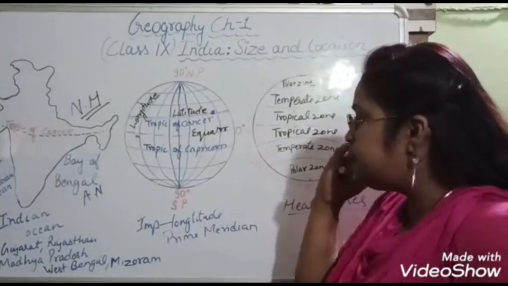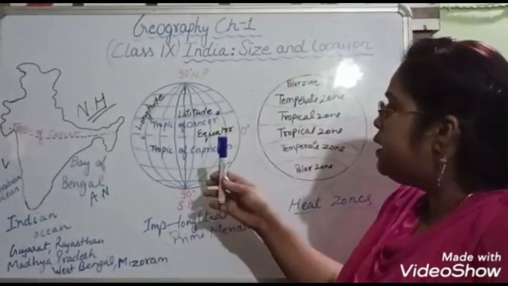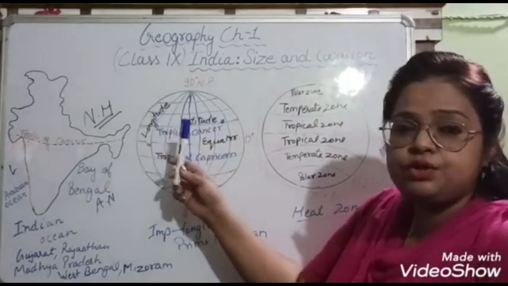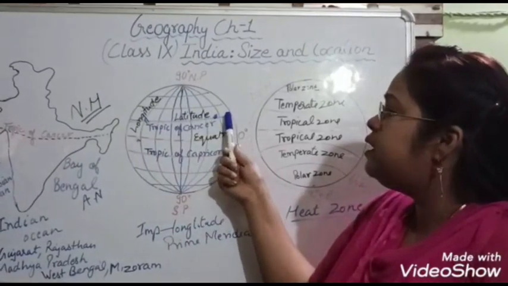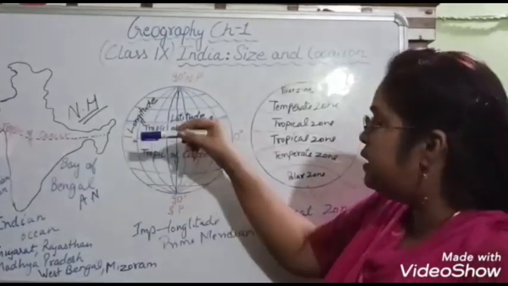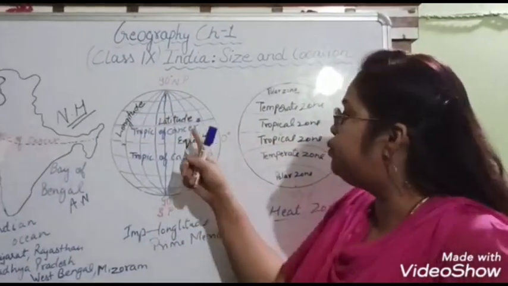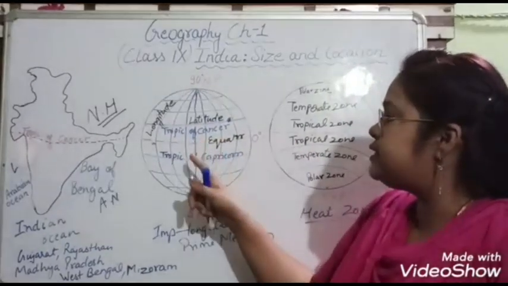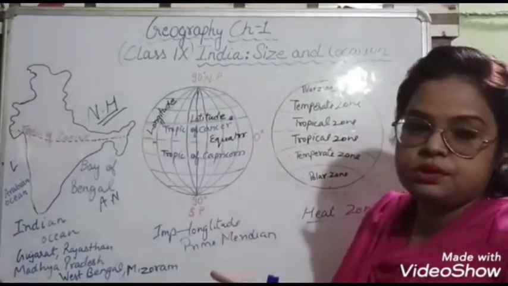But the thing is that the most important longitude... Okay, now I have told you that these are the latitudes, imaginary lines that are cutting the earth in the horizontal way, like this. These are called latitudes. Okay children, important latitudes are the equator, Tropic of Cancer, and Tropic of Capricorn. Okay, next come the longitudes.